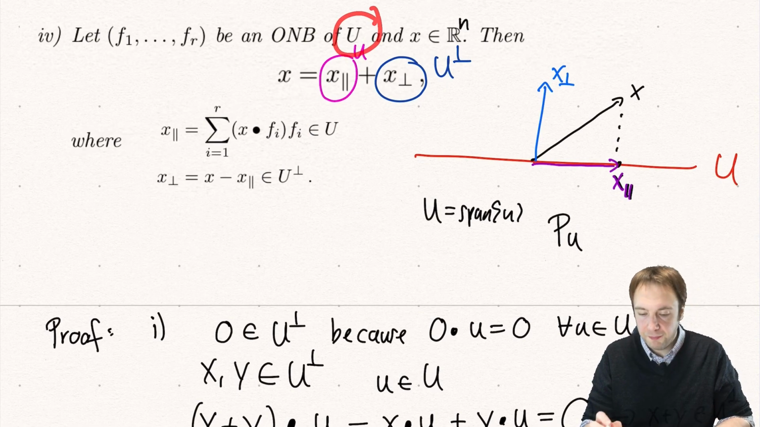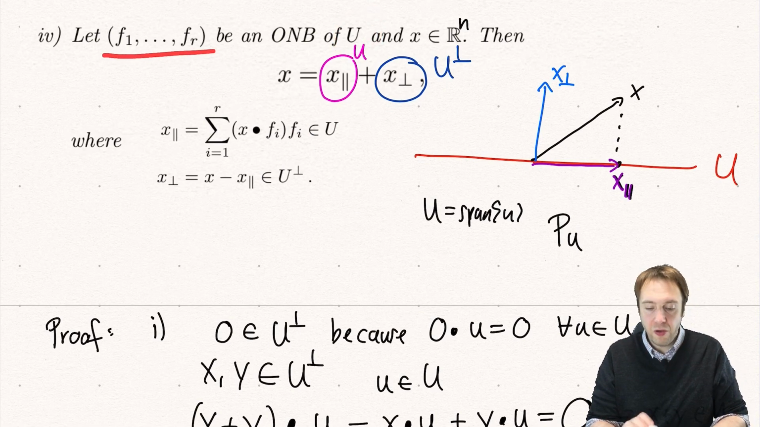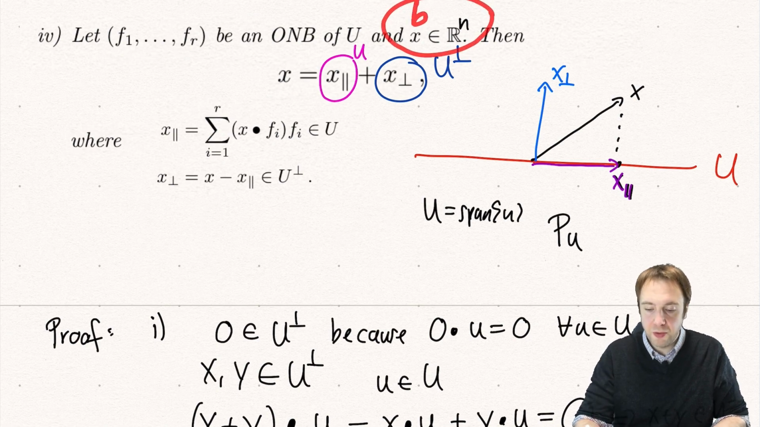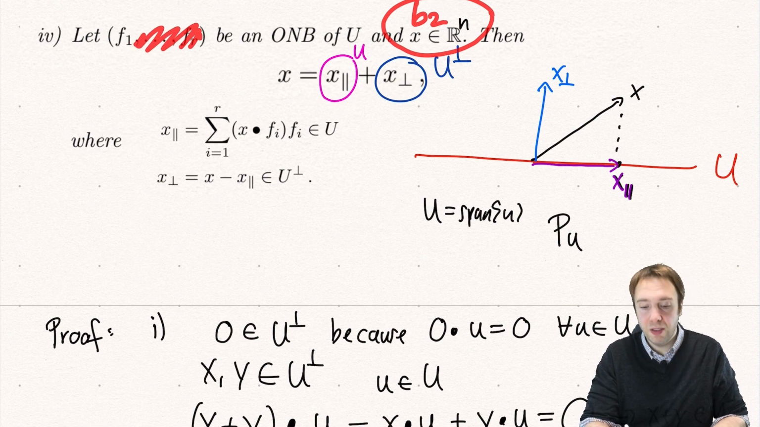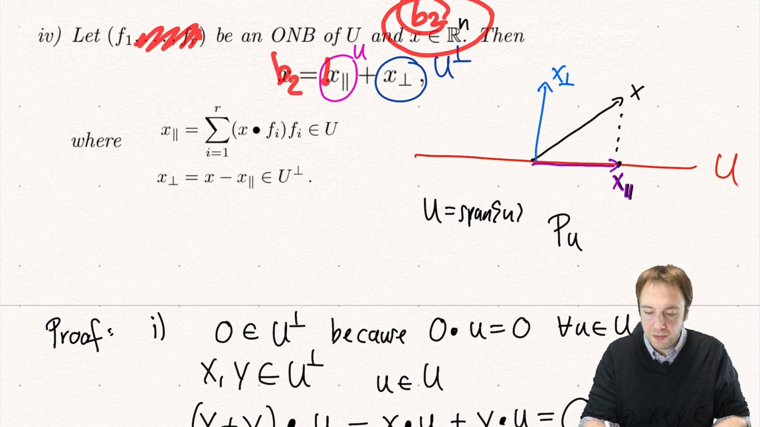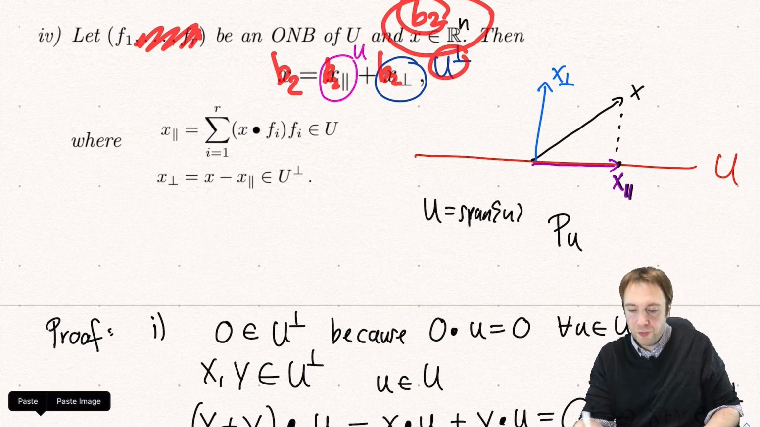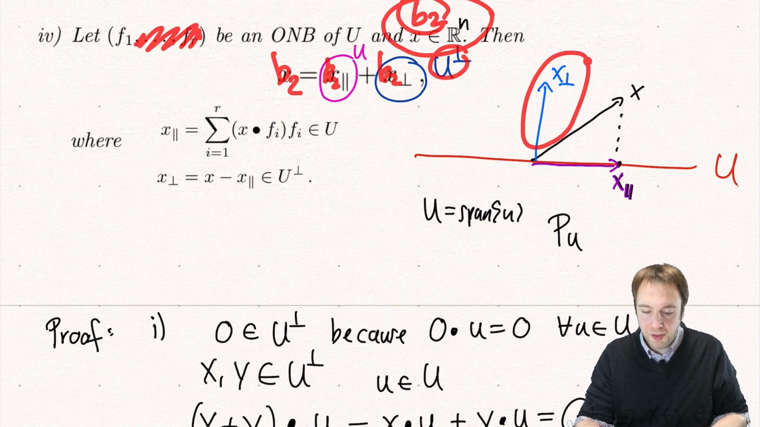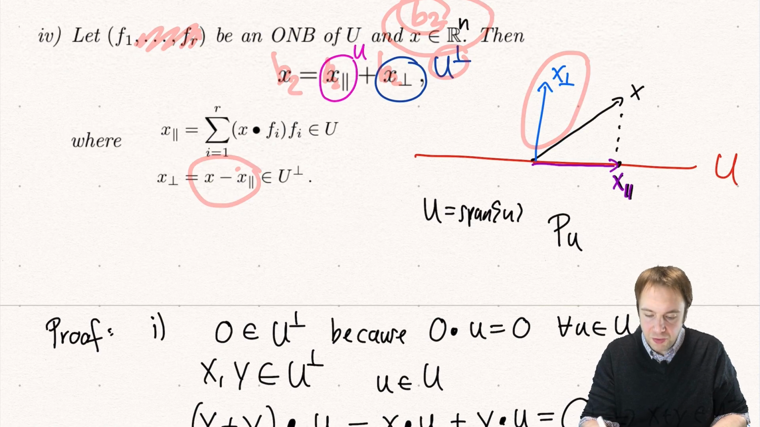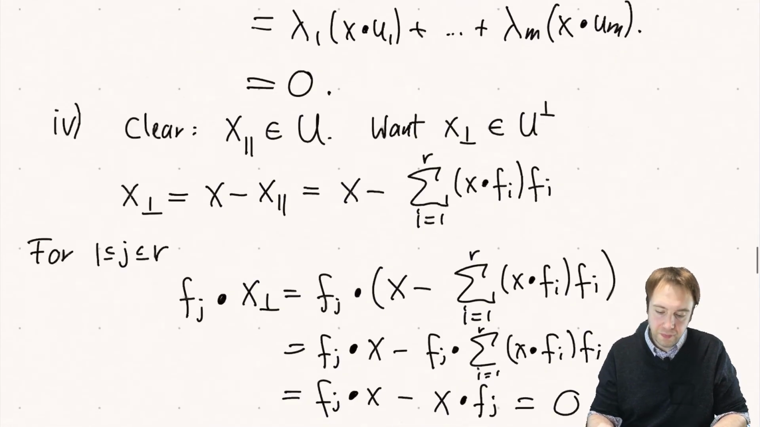If I have a subspace with an orthonormal basis, then for an arbitrary element here, which will now be our B2, and the orthonormal basis will be just given by our F1. So for this B2, we can now find a parallel part and an orthogonal part. And what we want to take is this orthogonal part, which is given by B2 minus this sum here.